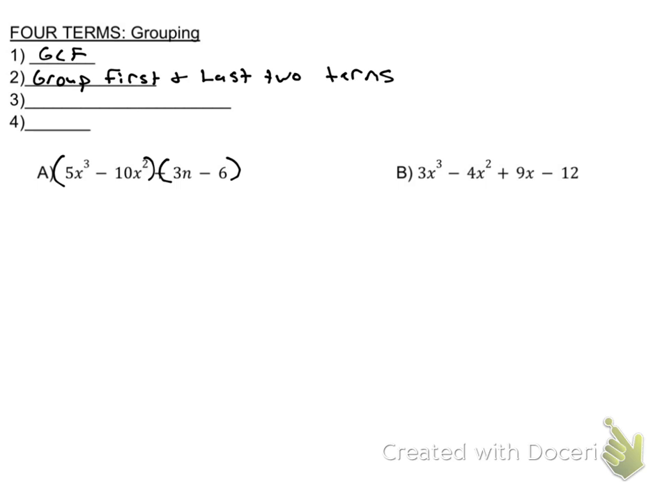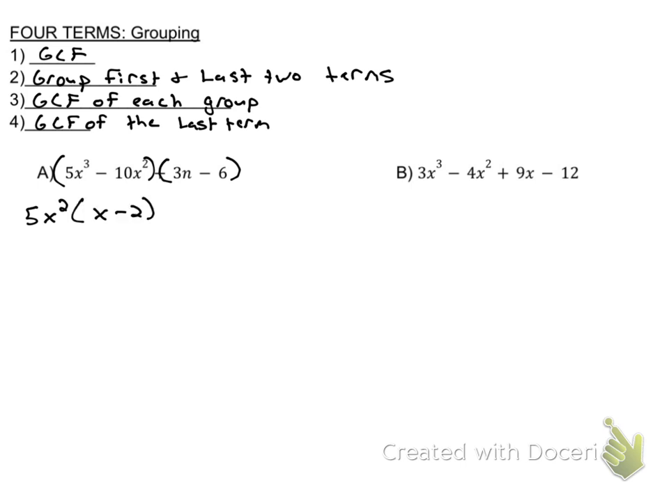All right. After we group the first 2 and the last 2, we're going to take the GCF of those groups. What would be the GCF of the first group there? 5x squared. And that would leave us with x minus 2. What would be the GCF of my second group? 3. Good. Should leave me with x minus 2.